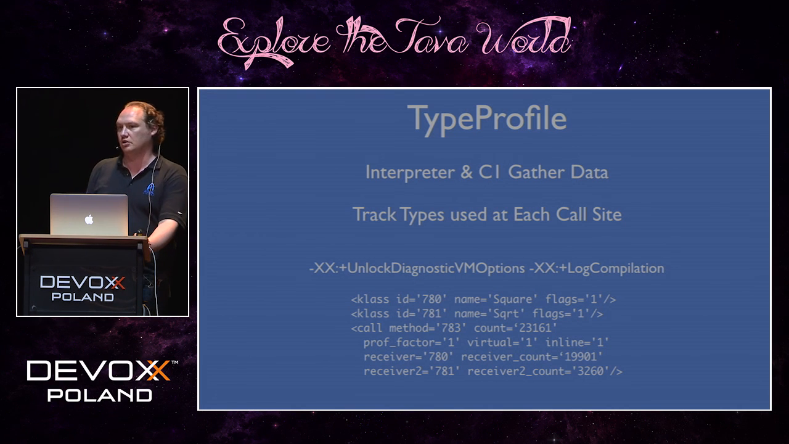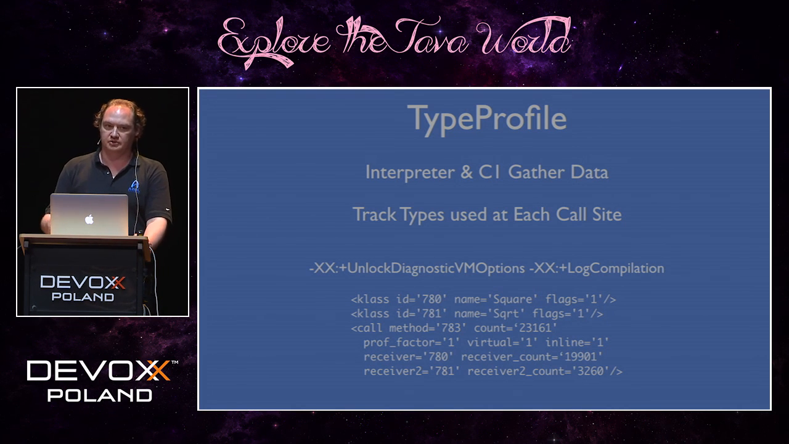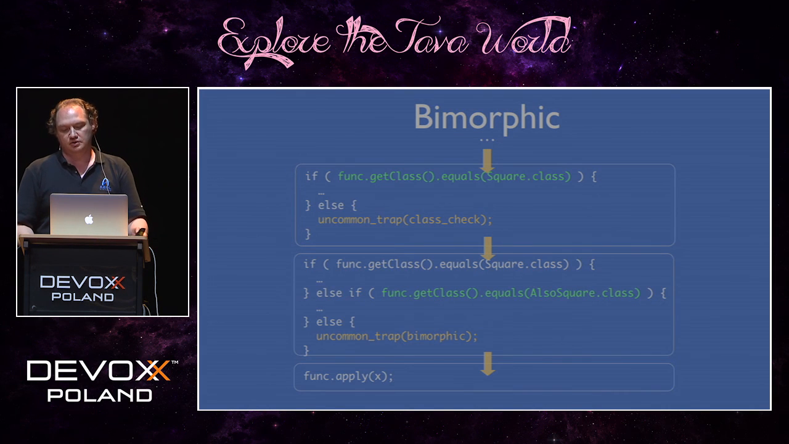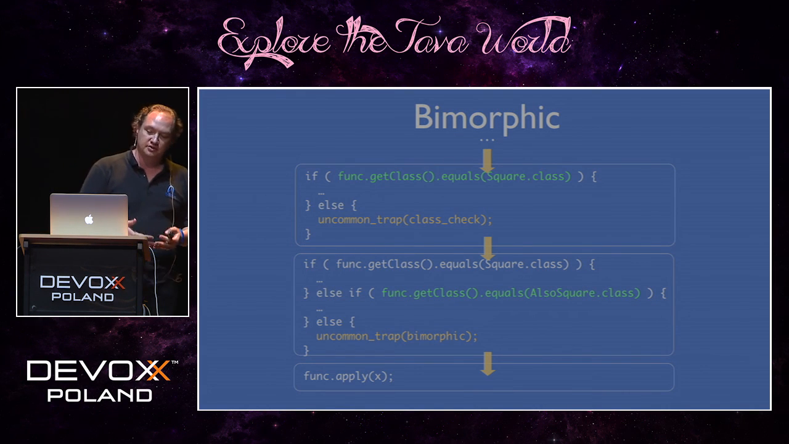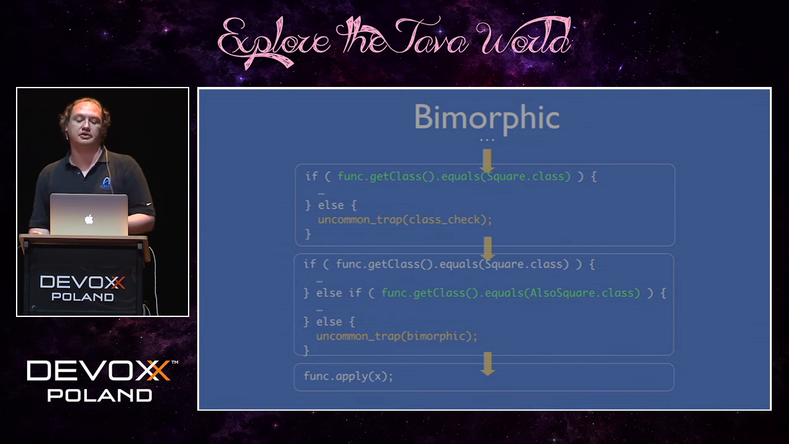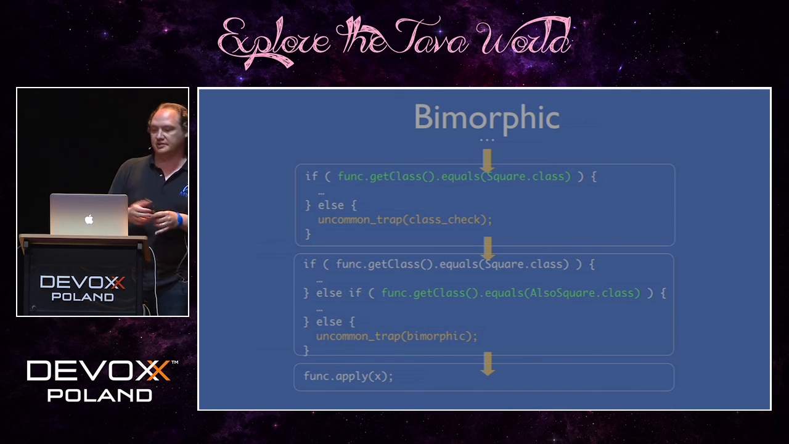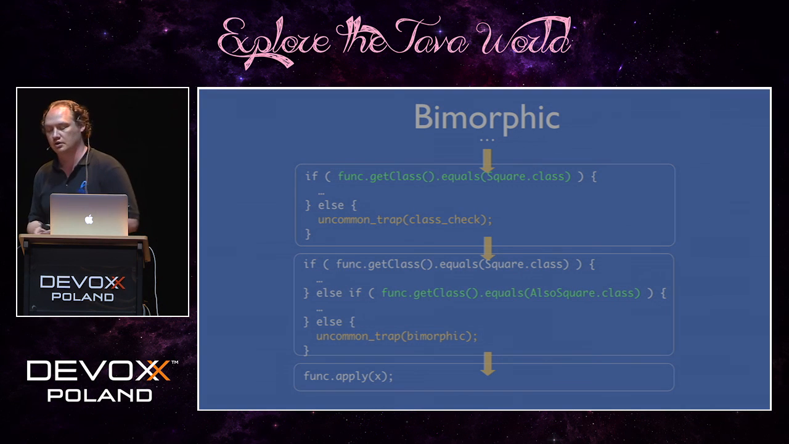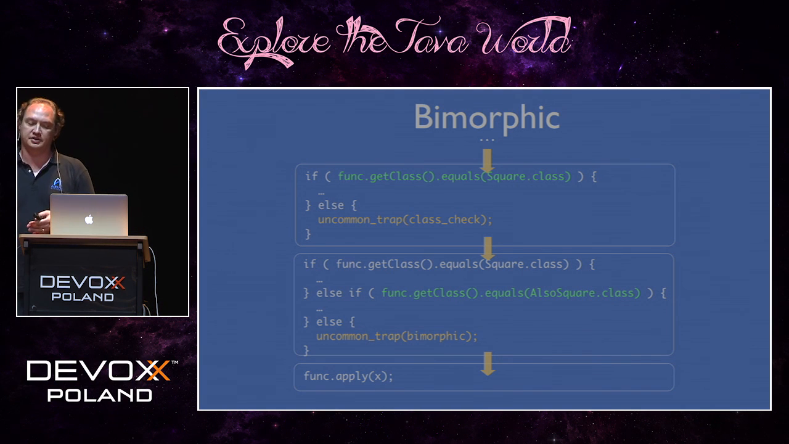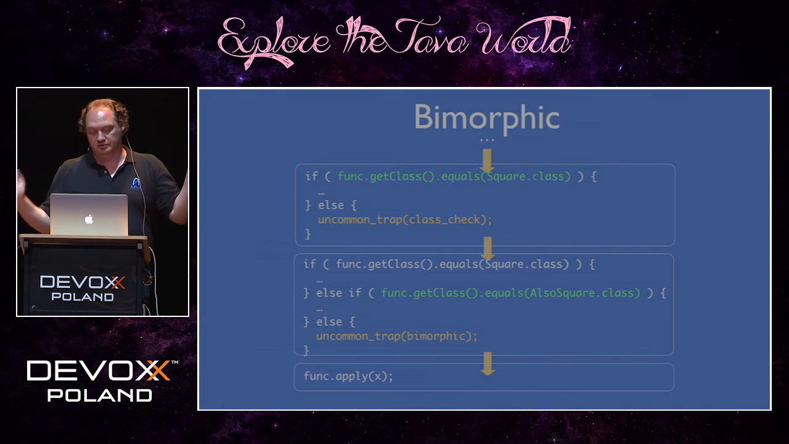And we can then use that to try to inline again. And this is actually call site specific. So if you have a call site that uses one or two types, we'll do it with extra guards. So we'll say, if the function is a square, inline that piece of code. And then we might say else deoptimize. It's called an uncommon trap. We'll do the same thing when you add a second type. And then after that, we just give up and we do a virtual call.